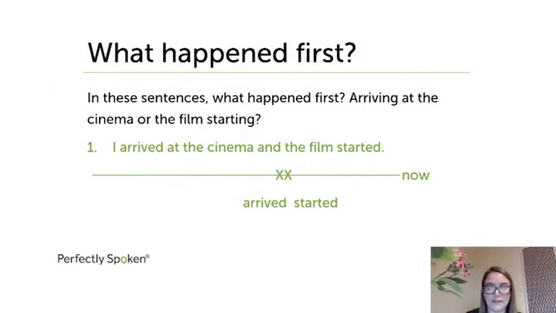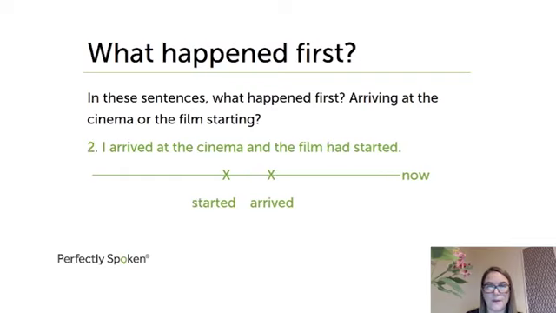Okay, sentence number 2. I arrived at the cinema and the film had started. So in this situation, it's not such a good situation because the film had started first. And we know this because look at the tenses. I arrived is past simple. The film had started is past perfect.